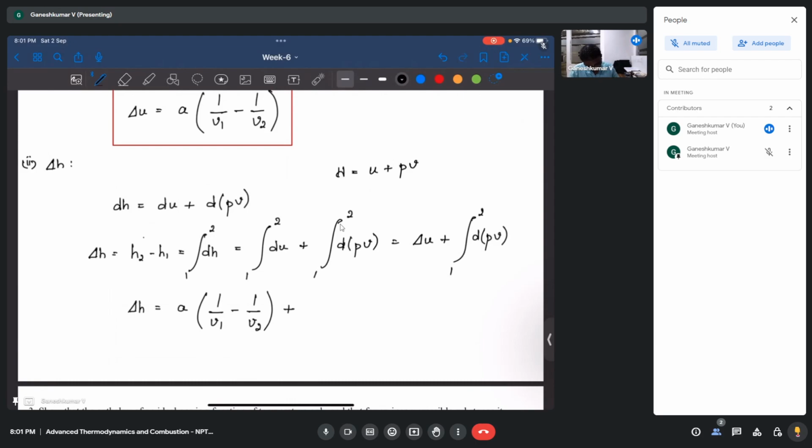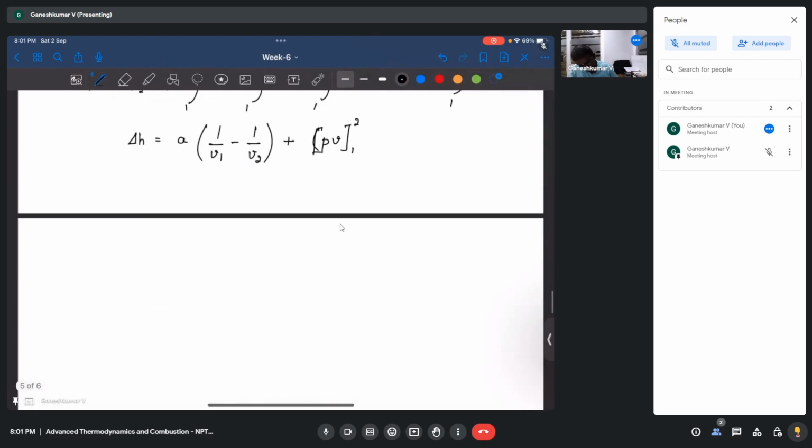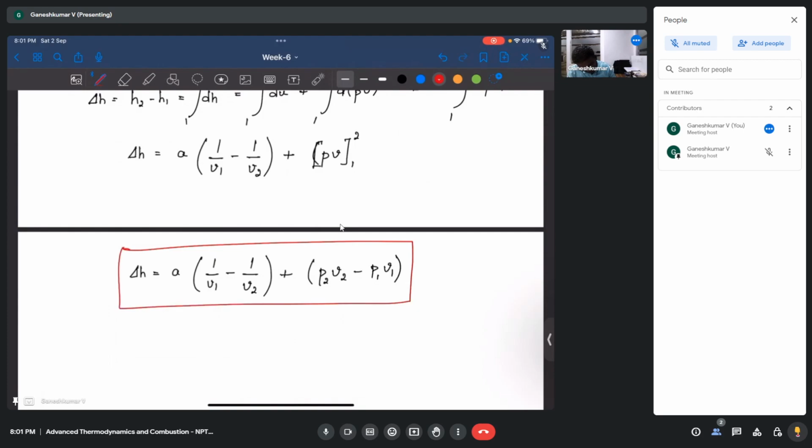So P and V are going to change, so it's going to be nothing but P2V2 minus P1V1. So this you can simply write as delta(PV). You can rewrite this as delta H is going to be a times (1/V1 − 1/V2) plus P2V2 minus P1V1. Yeah, delta H was simple.